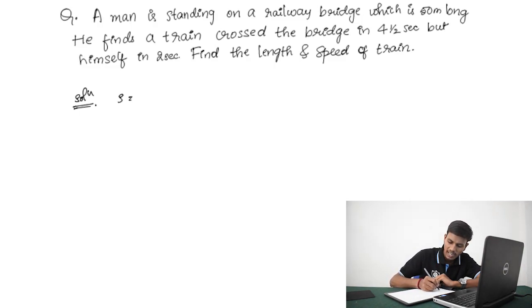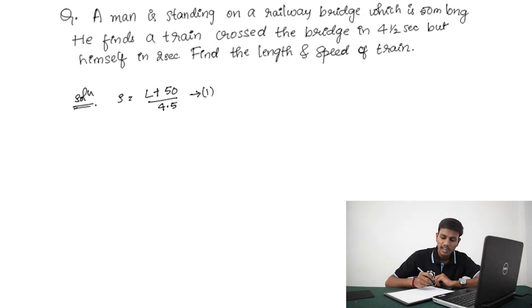For that we have a formula: speed is equal to the length of the train plus the length of the bridge divided by the time taken, that is 4.5. That is one case. And the next case, the train crosses a man. For that we have a formula: speed of the train is equal to the length of the train divided by the time it takes to cross a man, that is 2 seconds.